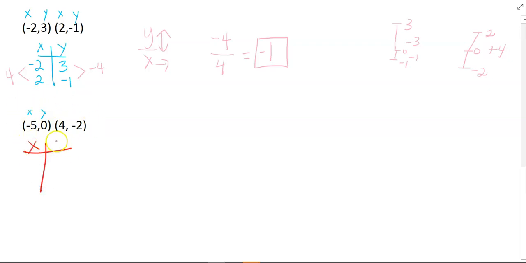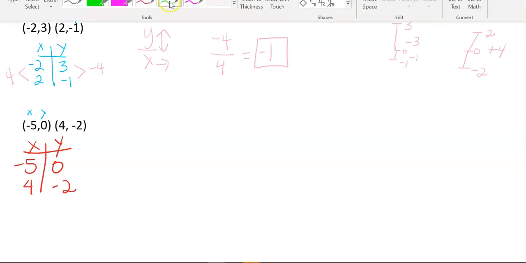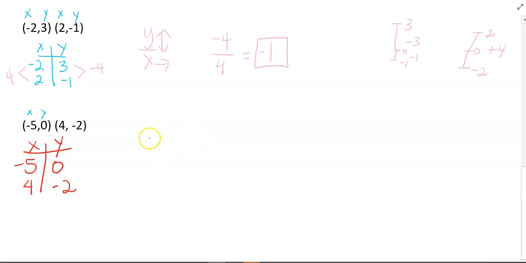Okay, had to edit. I actually wrote down the wrong points, did the whole problem before I realized it. All right, so there's my 2 points, and I'm going to do the right-hand side first. If you don't remember why, it's y over x. So I always tend to do the y first. How do you go from 0 to negative 2? You go down 2. Then how do I go from negative 5 to 4?